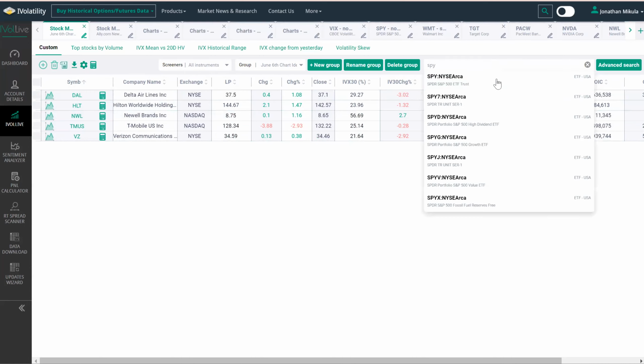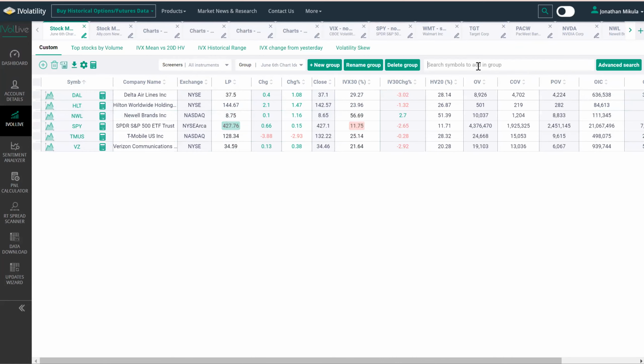Other charts I look at every day are SPY for the S&P 500 and the VIX, which you can see.